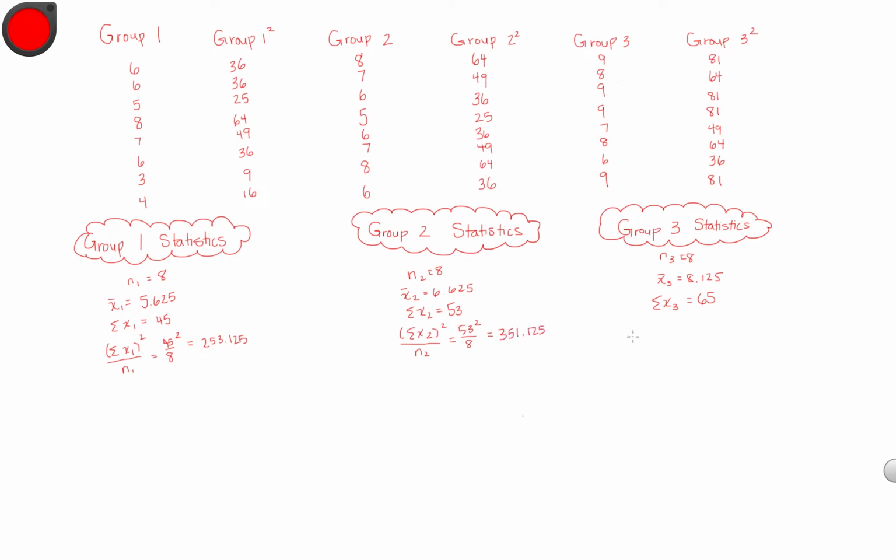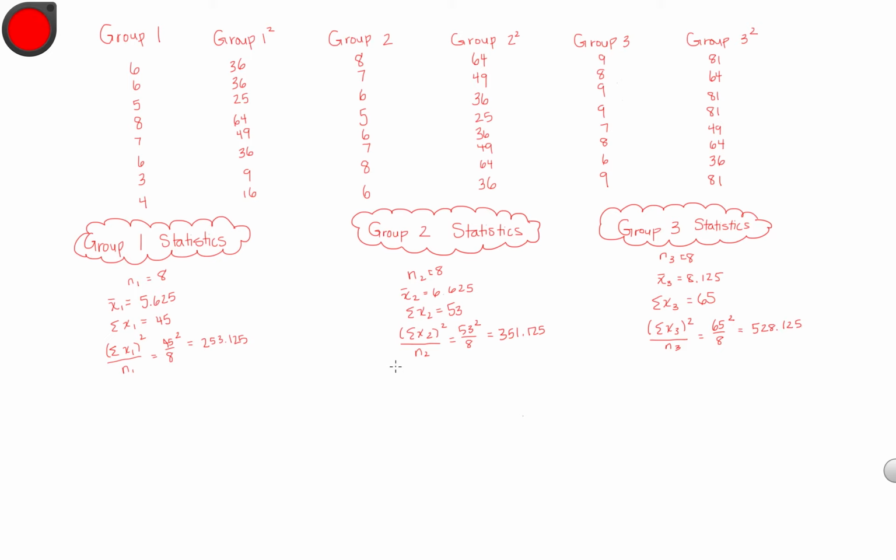351.125. One more here, sigma x 3 squared over the sample size for group 3 is going to be 65 squared over 8. See, the math is pretty simple and it all builds on what came before it, as I've been saying a few times, but it's really just about following the steps. 528.125, that's your last term here.